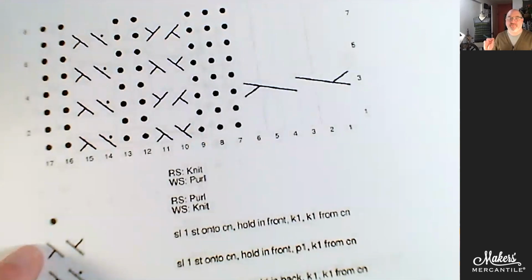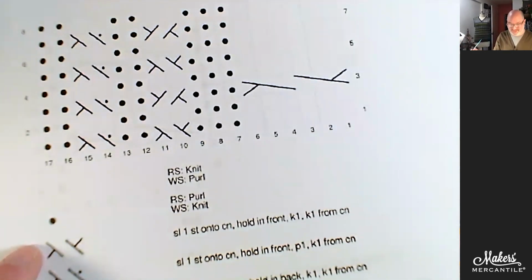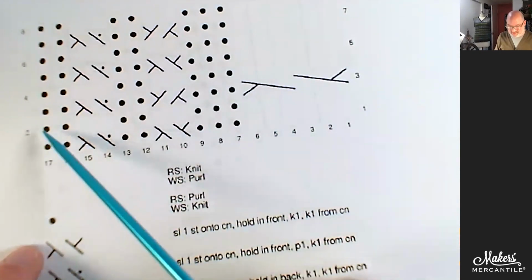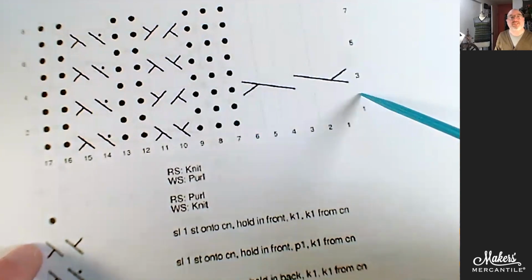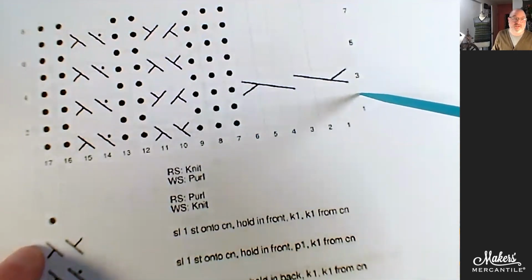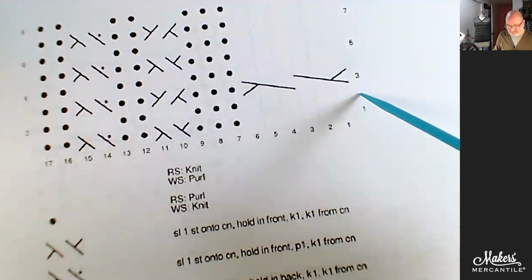You need to do math to figure out how to do it from the back side of the work, because you have to go around to the other side. So if you had a cable on a wrong side row, you just need to pay special attention to it, because sometimes they are spelled out differently.